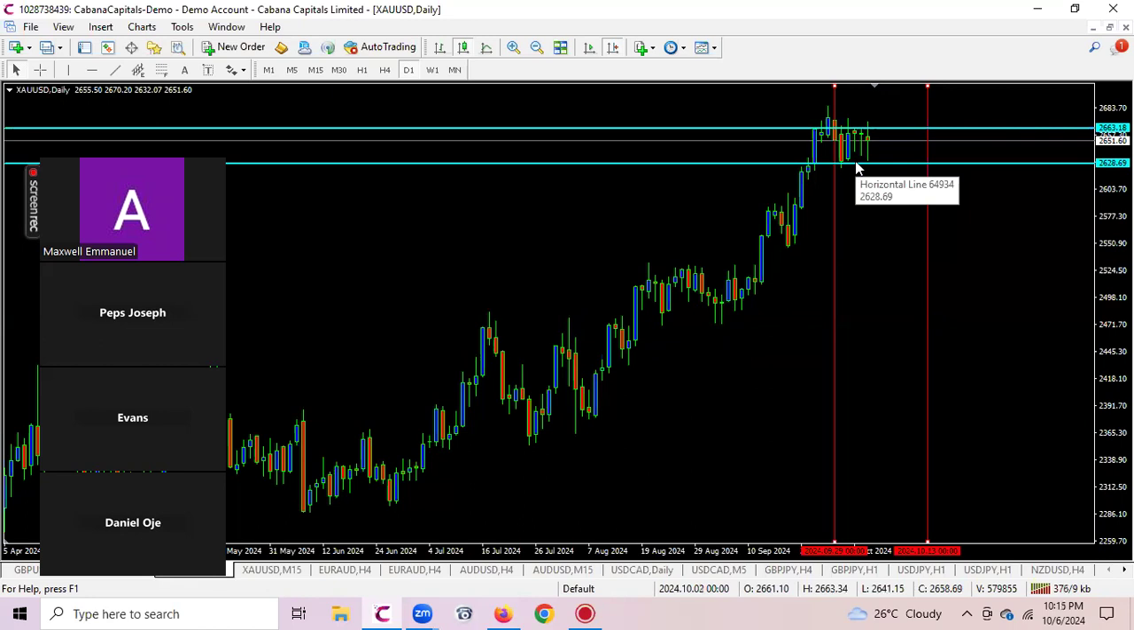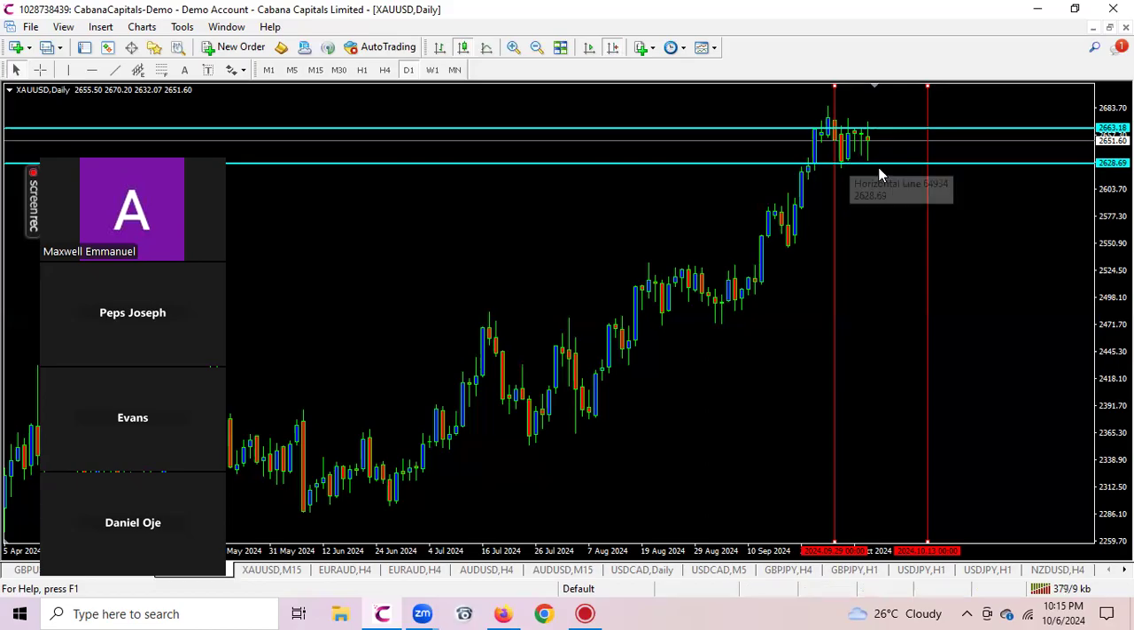This support should be broken. Now, this is the support on a daily time frame. Now, the support on a daily time frame is likely going to be different from the support on a 4-hour time frame. When I'm trading support and resistance, I like to work with a higher time frame support and a medium time frame support.